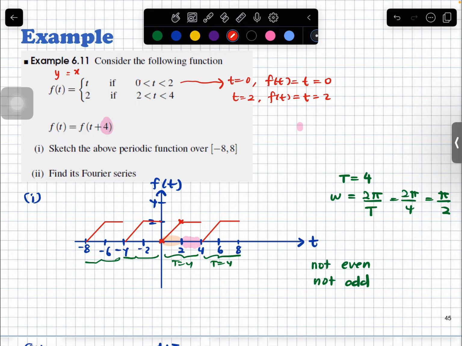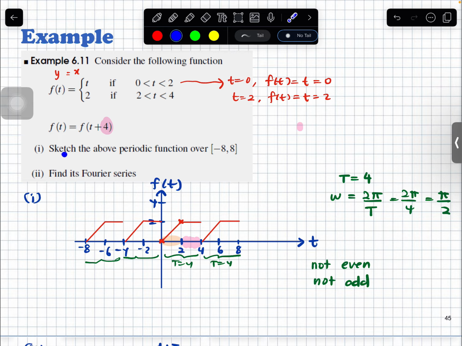Today I'm going to present example 6.11. Consider the following function. You are given a piecewise f(t): f(t) equals t for the domain 0 to 2, and f(t) equals 2 for t from 2 to 4, and you have another equation here, f(t) equals f(t plus 4). So this equation indicates a periodic function.